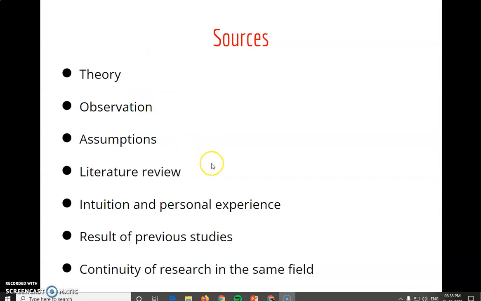So most of the sources of hypothesis resemble the sources of research problem. So observation and assumptions are included as extra here. So you can remember the sources of research problem, and with the help of that you can write the sources of hypothesis.